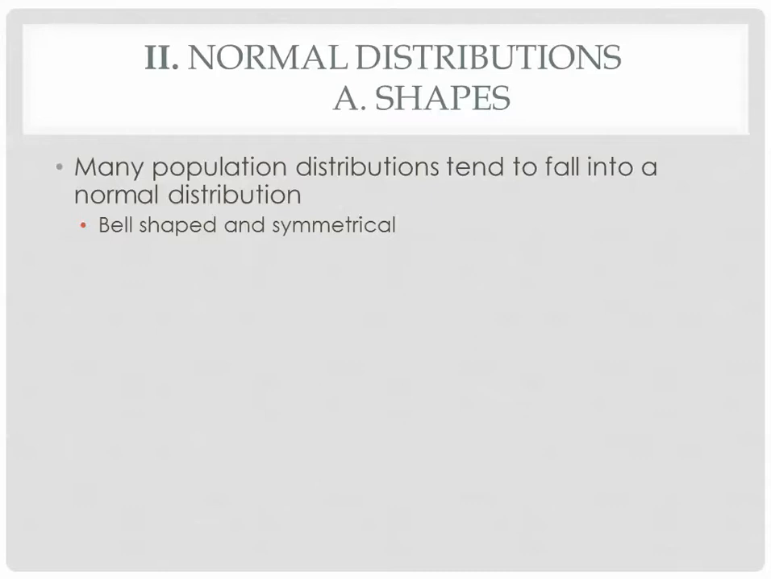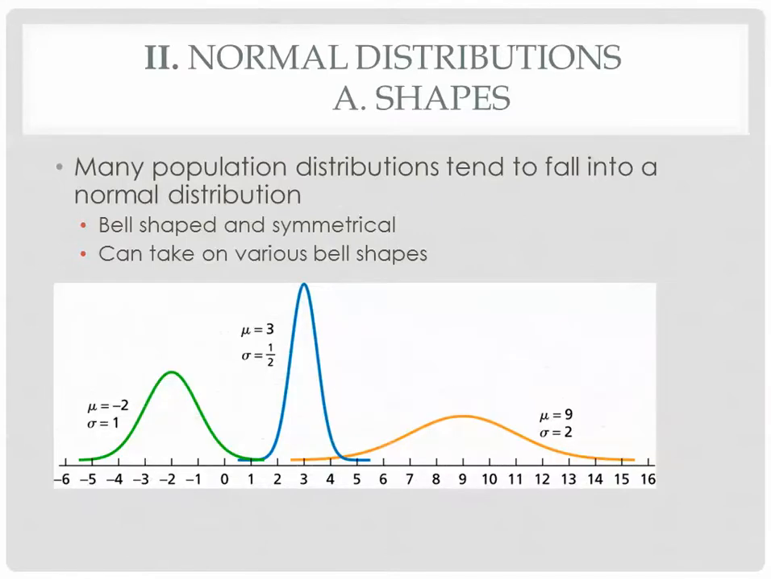It's bell-shaped, so it's unimodal. If you don't remember what that word means, I want you to go back and review that. And the bell shape can be different for different normal distributions. They're not always the same. Here's 3 different ones to look at.